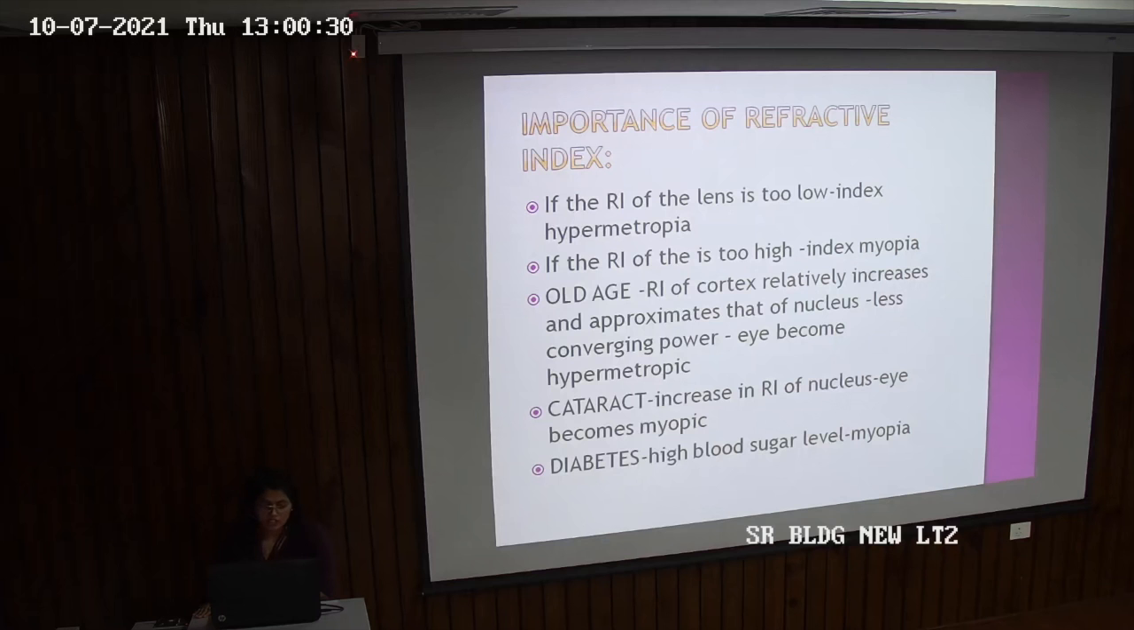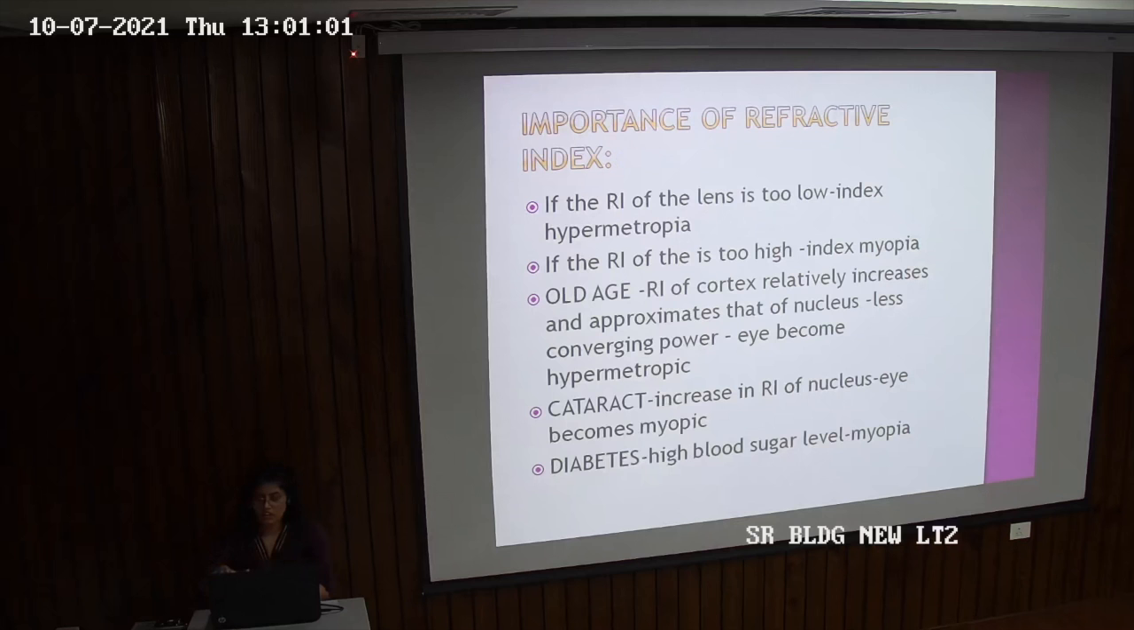In older ages, the refractive index of the cortex relatively increases and approximates that of the nucleus, and the lens converging power falls, so you become hypermetropic. And cataract I mention only briefly, although it is a very big and vast topic to discuss on its own. But I need to mention it here, because any pathological change or refractive error can lead to cataract. We have different varieties, and I know everybody knows that. You become myopic, increasing the refractive index.